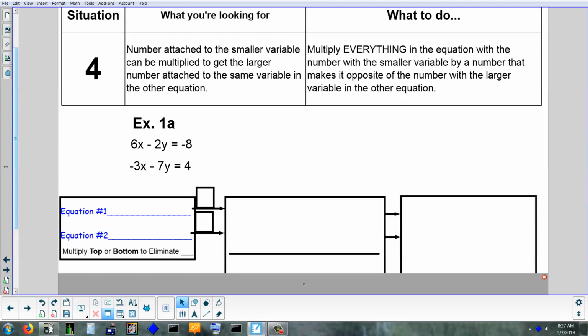Okay, so as I said earlier, the test is 7 questions. It's got one of every case. I think there's 2 of one of the cases, and then the last question is a word problem, which we'll do one today like it.